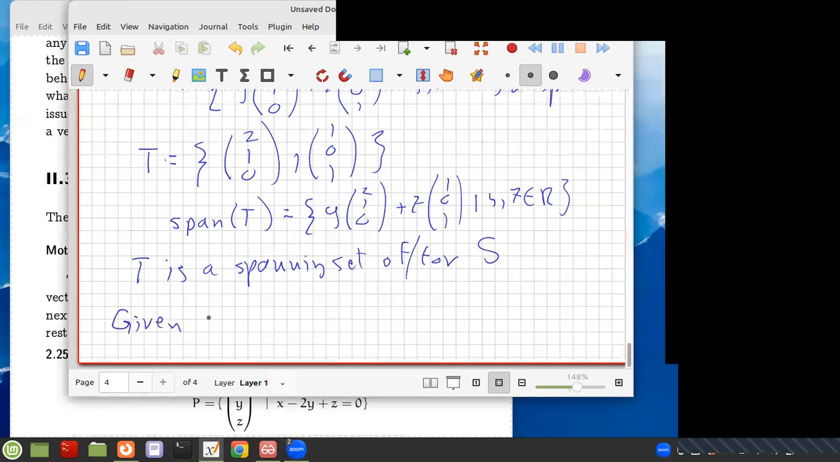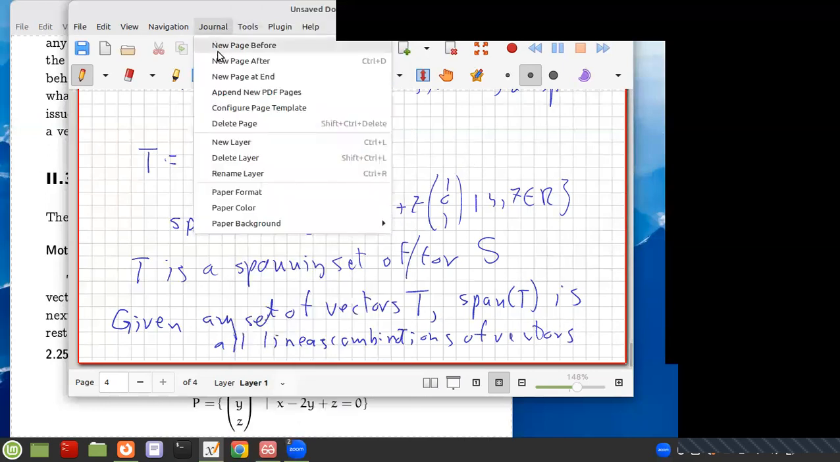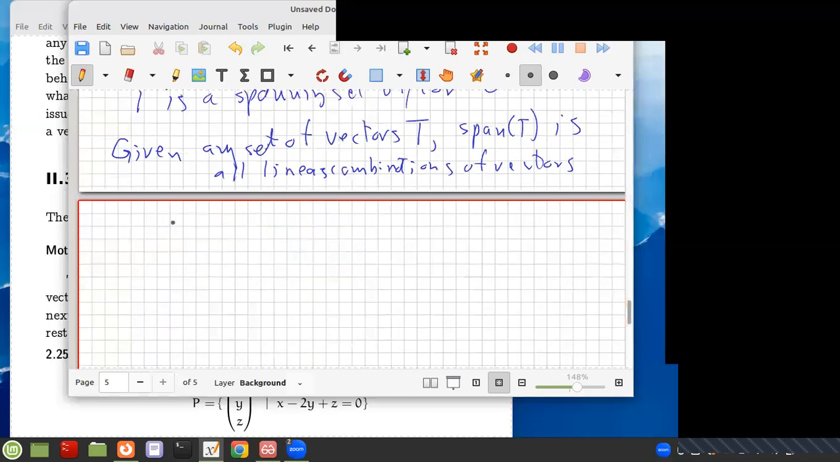So given any set of vectors, say T, the span of T is all linear combinations of vectors in T.